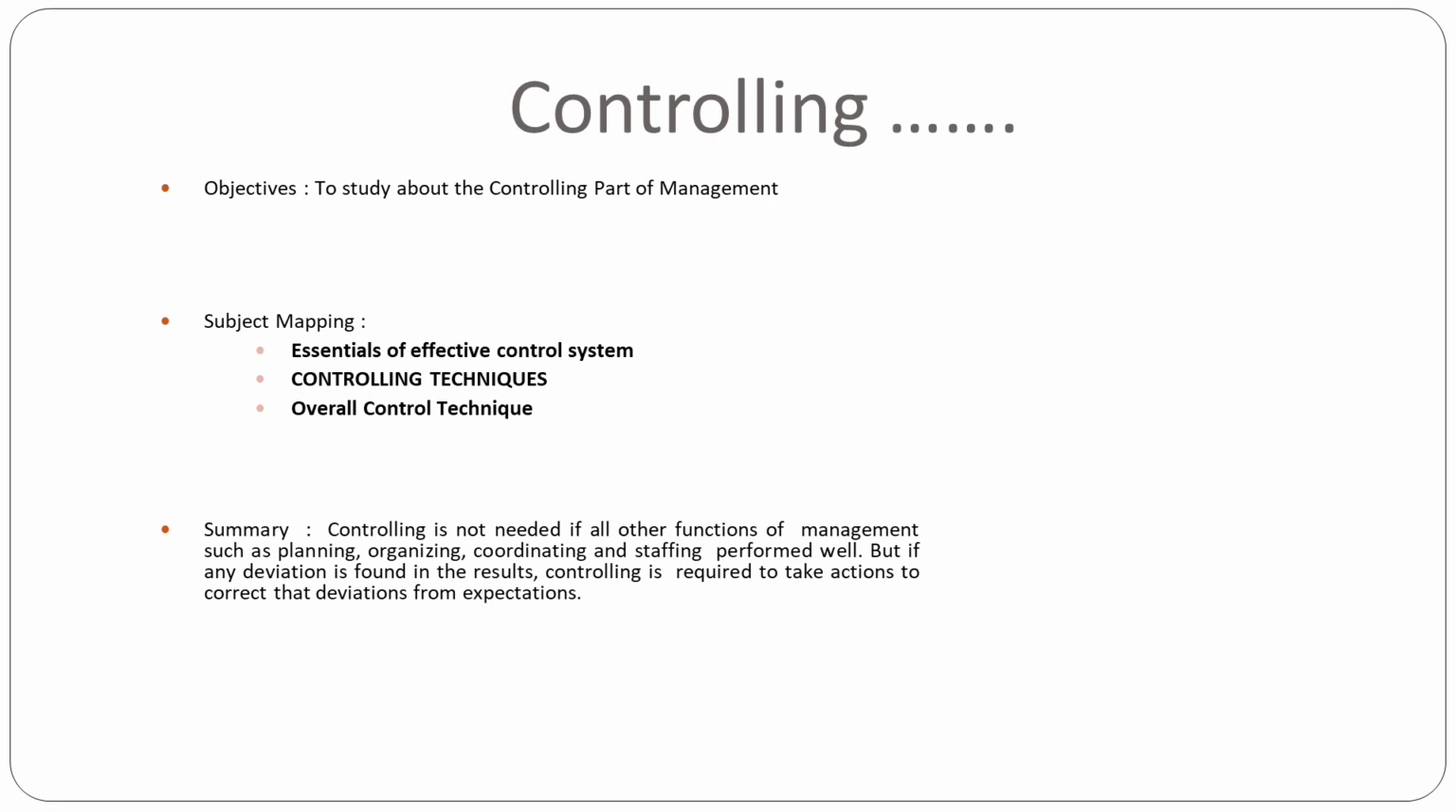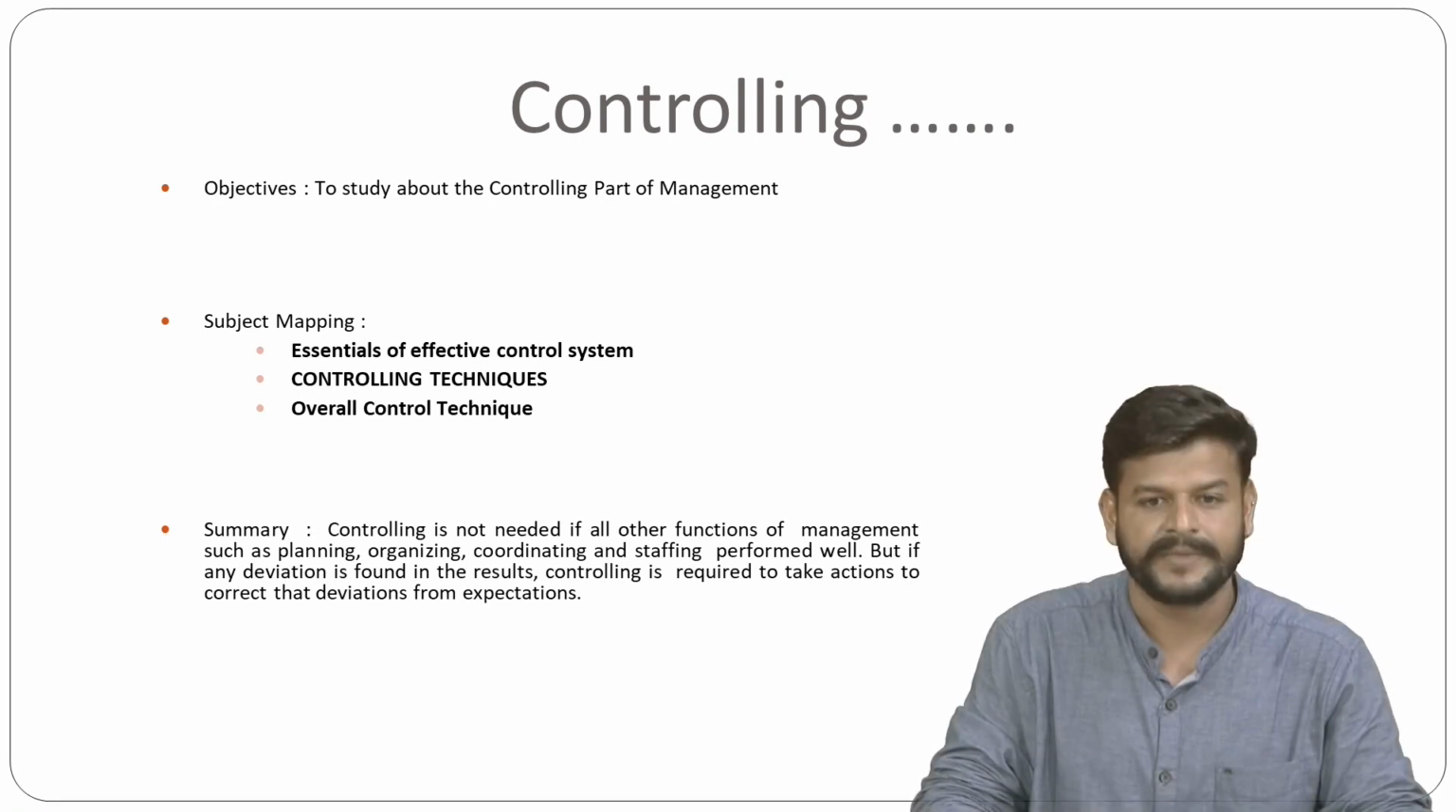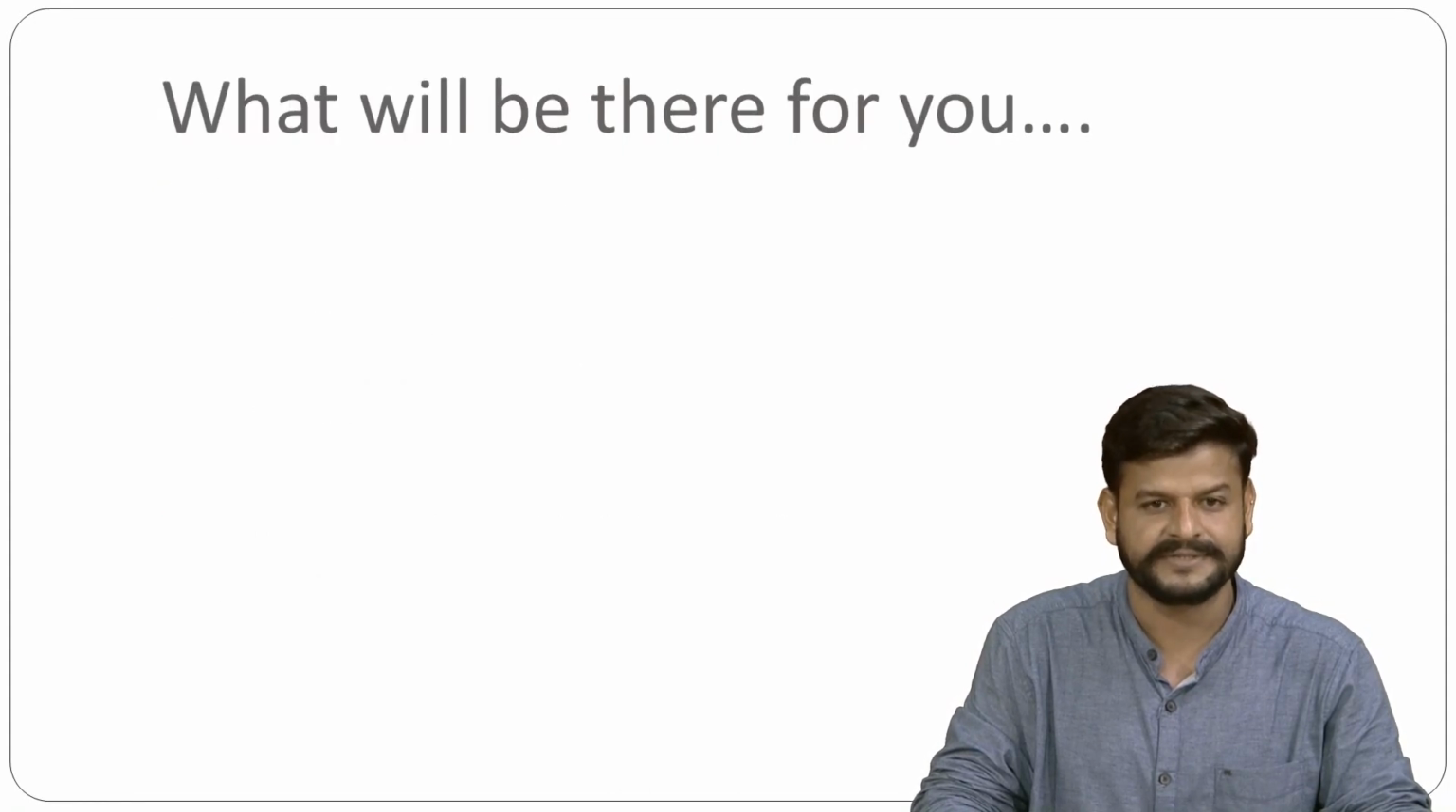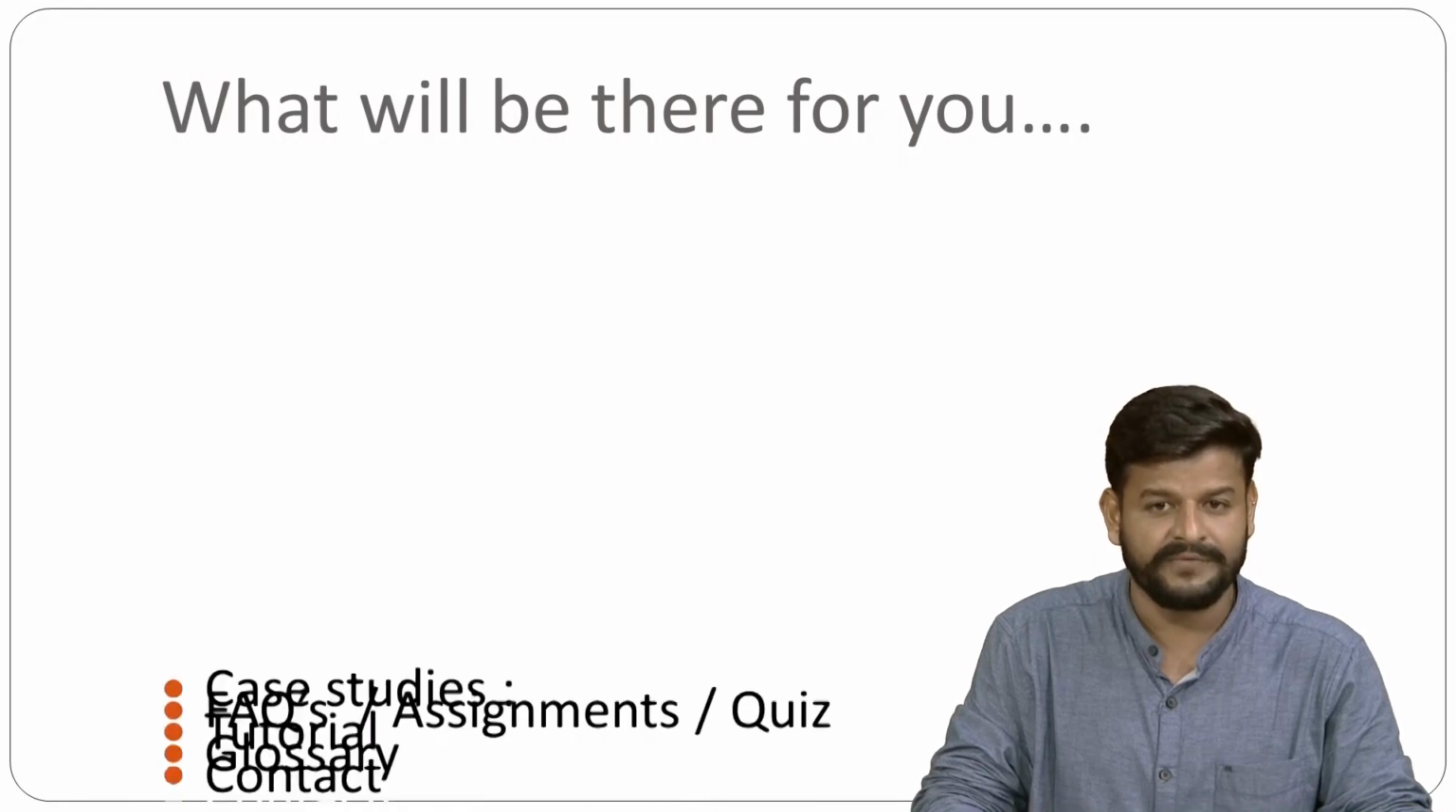To study controlling as a part of management, and what the mapping will be as far as our subject is concerned, the essentials of an effective control system which we will learn, controlling techniques and overall control techniques. And as a summary, we can say controlling is not needed if all other functions of management such as planning, organizing, coordinating and staffing perform well. But if any deviation is found in the result, control is required to take actions to correct the deviations from expectations.